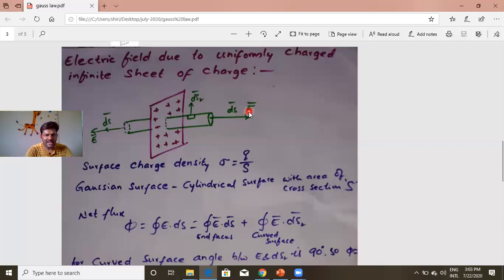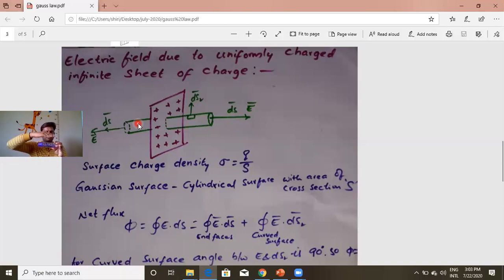Now we need to calculate electric flux. For that, every time you consider a cylinder, 2 types of representative elements are required. One is for this face and this face, because these both are symmetrical, so we can consider one single representative element for both cases.